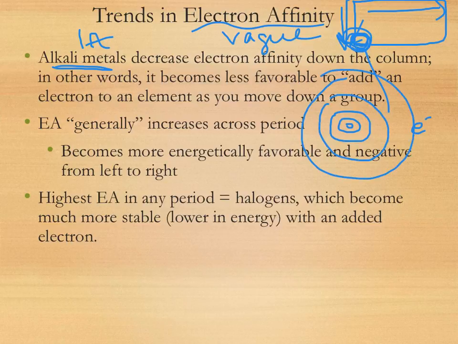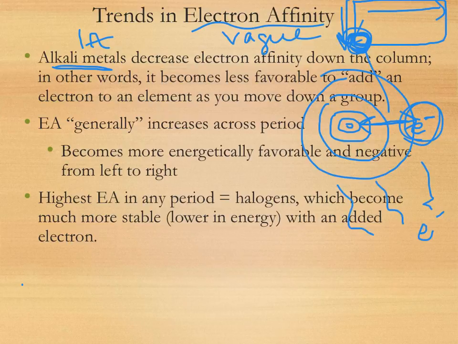So the valence electron in an element down at the bottom of the periodic table is really going to be quite far away from the nucleus. It's not going to feel much attraction to it. So if there's another electron wandering around outside of this element, it's not going to feel a strong draw to join that element. The highest electron affinity of any group are the halogens.